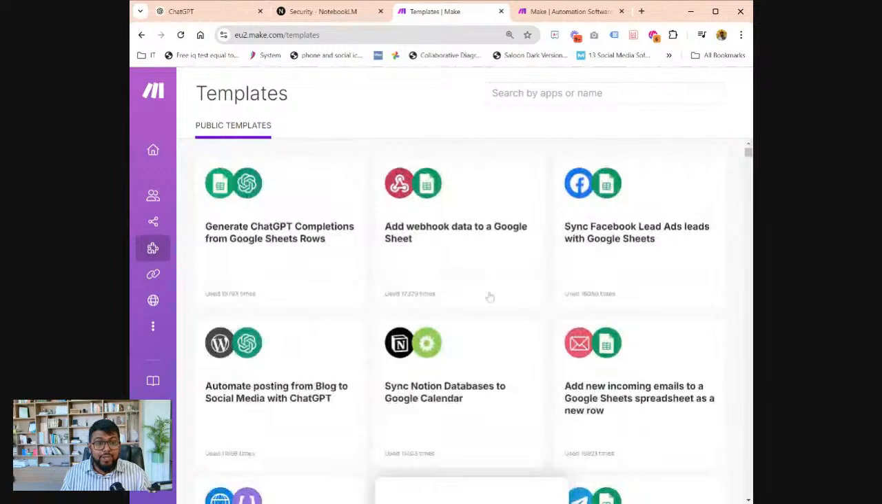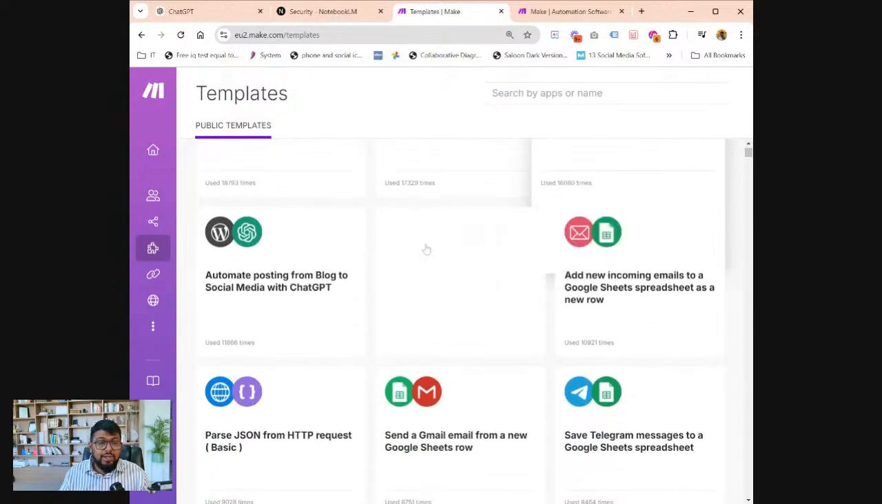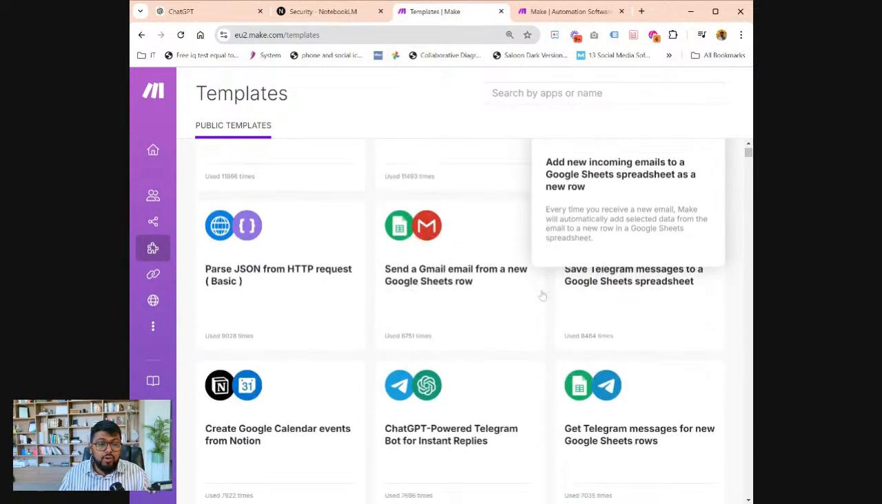Here are some of the templates that they have provided that you can use. For example, if we have data written in a Google Sheet, it can be connected with OpenAI ChatGPT to allow data completion from the Google Sheet rows. So for example, you have got a query from a customer, but you don't have full detail. The AI can actually fill the details for you. Similarly, there are multiple use cases where you can connect Facebook, WordPress, your inventory management system, your CRM, connected with ChatGPT to perform a whole lot of different functions.